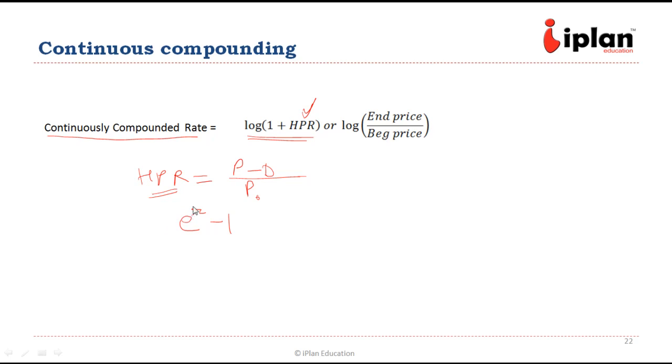So we are getting holding period return here. If we take log of both sides, we will get log of 1 plus HPR equal to R, which is our continuous compounding rate. So the formula is same. We have just put that in another way.